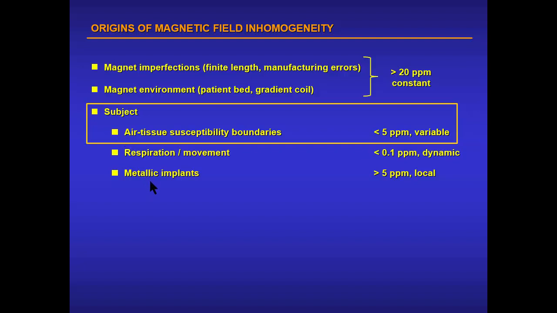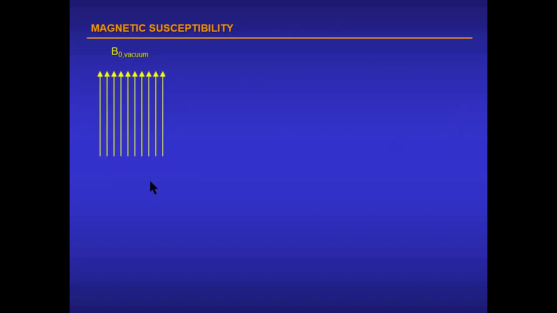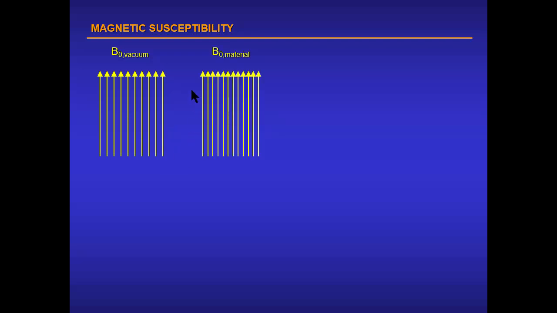So what does that mean? Let's say that we generate a B0 field, let's say 3 Tesla, in a vacuum. Then all the magnetic field lines are perfectly parallel, indicating it is a homogeneous magnetic field. If we now make that same magnetic field in a different material, the magnetic field lines could concentrate or dilute a little bit, making it a little bit stronger or a little bit less strong. The magnetic field in a material is related to the magnetic field in a vacuum, scaled by the magnetic susceptibility.